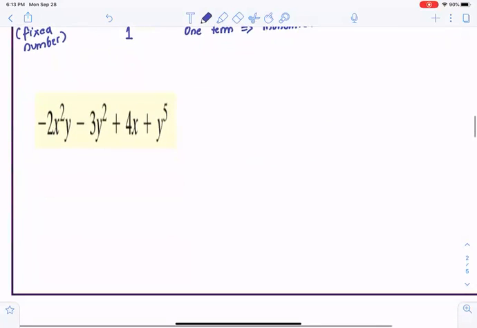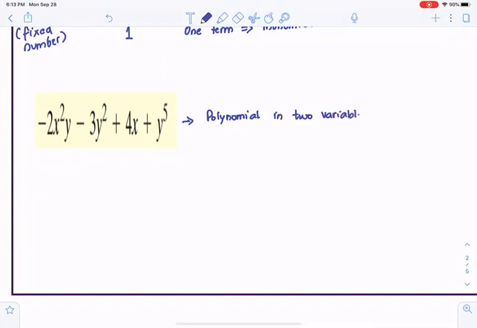Here we have a polynomial that has 2 variables in it. So let's go ahead and determine if it is a monomial, binomial, trinomial, or none of that. So if you look at this polynomial, there are 4 terms. So this is not a monomial, that's not a binomial, it is not a trinomial. So technically speaking, this is a polynomial. But it is a polynomial in 2 variables. One is x, and the other is y.